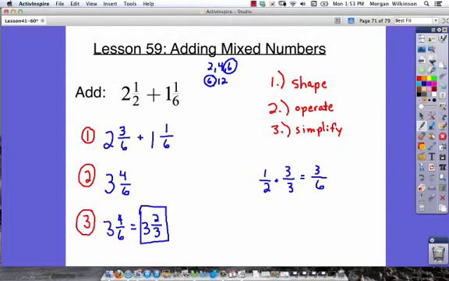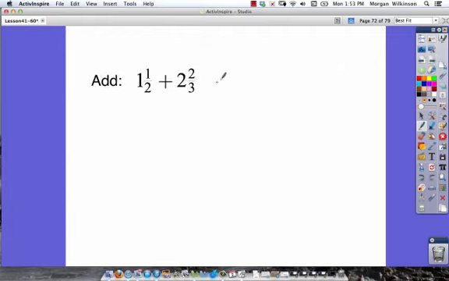Let's go ahead and look at our next example. We have 1 1/2 plus 2 2/3. So let's begin with step 1. We're going to find the right shape. So we're going to skip count with 2's. We're finding our least common multiple of 2 and 3. We started with 2, 4, 6, and 8. We could keep going, but we don't have to because we know that 3 is 3, 6, we're there already. We found our least common multiple of 2 and 3 at 6.